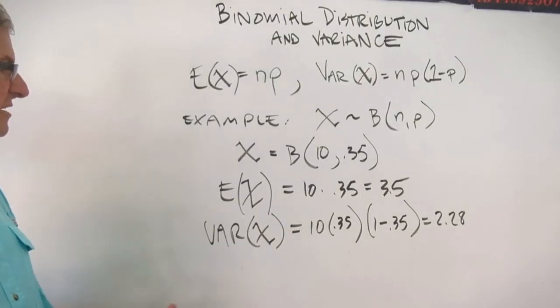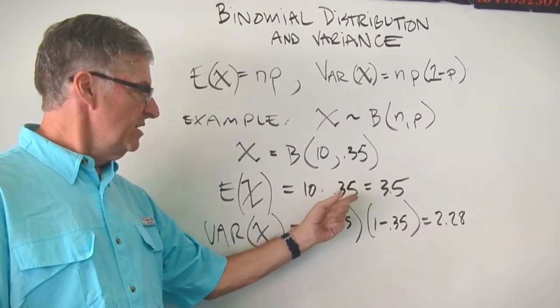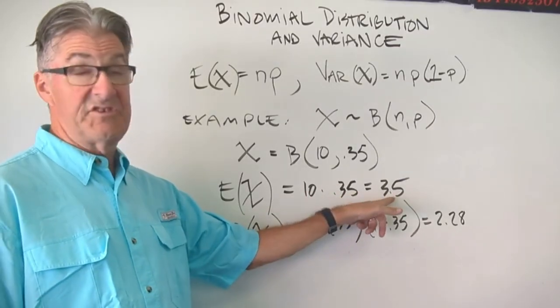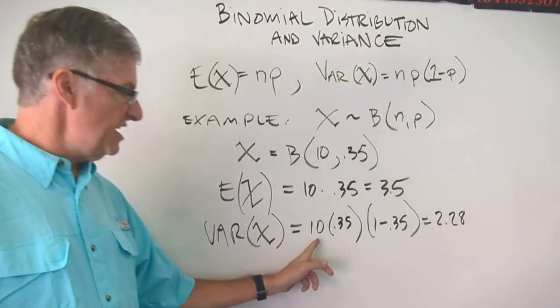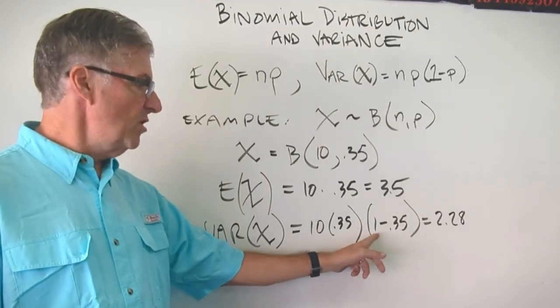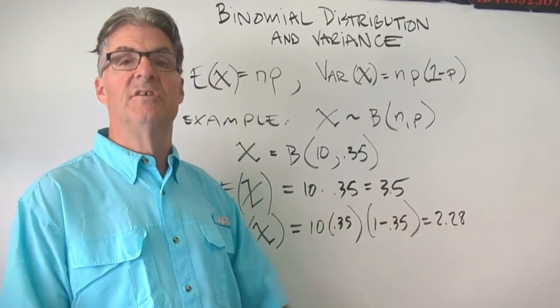Okay, let's see how you did. So my plug-in step for my expected value is just np. So 10 times 0.35 is going to give us 3.5. That's the expected value. And then finally the variance is just 10 times the probability of success times 1 minus that same probability. And if you do all that math, you'll end up with 2.28.